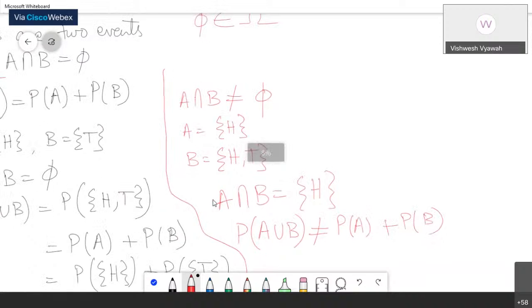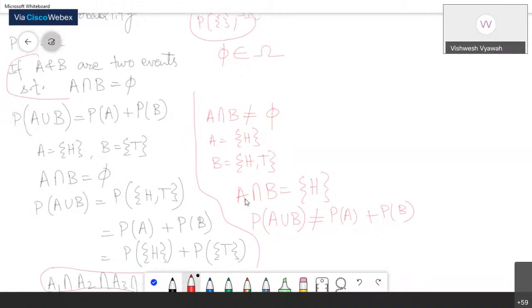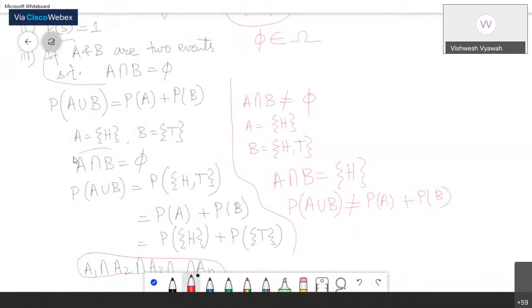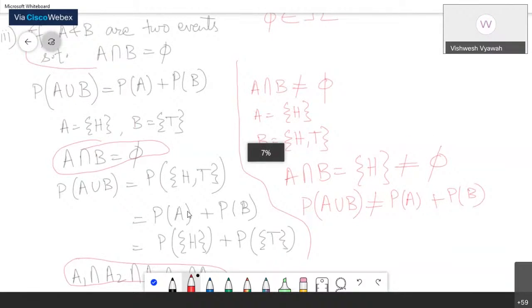You have to note this very important thing. This condition is very important. Here A intersection B is not a null set. It contains one element H. H is the common element which is present in A as well as B. So the intersection has one element H. So probability of A union B in this case will not be equal to probability of A plus probability of B. This is an important thing.